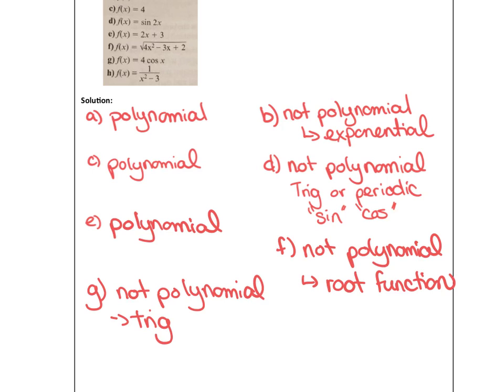And the last one, f of x equals 1 over x squared minus 3. This is not polynomial either. This is a rational function. And so it's not going to follow the polynomial rules. Even though it has a polynomial on the bottom, because it's in that fraction form, it is considered a rational function.